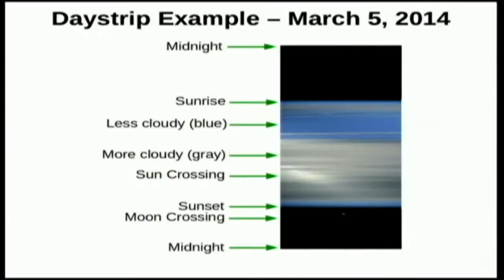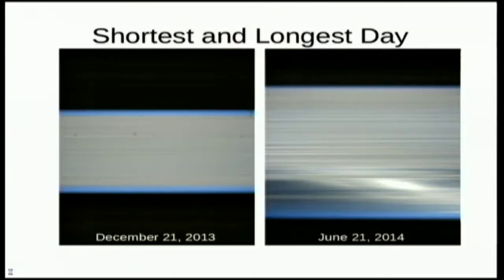And this is what it looks like. Like I said before, you had midnight to midnight, but you can see where sunrise is, you can see where sunset is, you can see cloudy versus less cloudy, you can see moon crossings and sun crossings. But here's some science you can do with that pretty image. You can really illustrate the difference in day length between the shortest day of the year and the longest day of the year. You can really see why people get the winter blues. There's a lot more black in that image on the left than there is on the right.